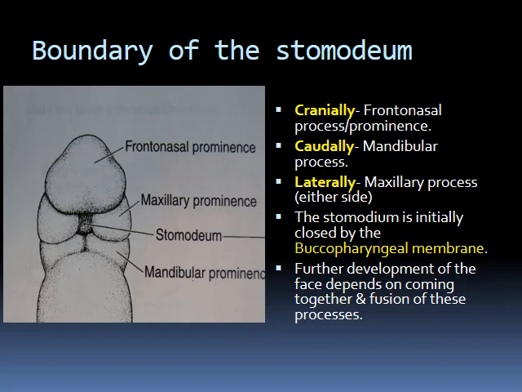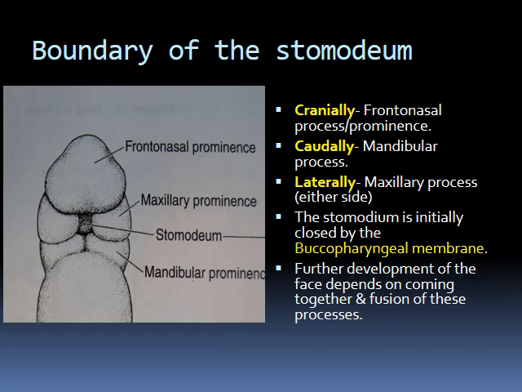And it is said that by 27th day of development, the buccopharyngeal membrane closing the pharyngeal gut disappears, so that the mouth cavity becomes continuous with the pharyngeal gut. So as you can see in this picture, the stomodium is bounded cranially by a prominence or swelling which is called the frontonasal prominence.